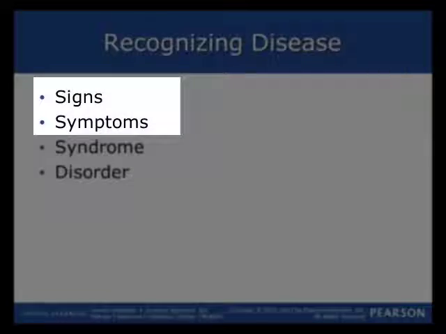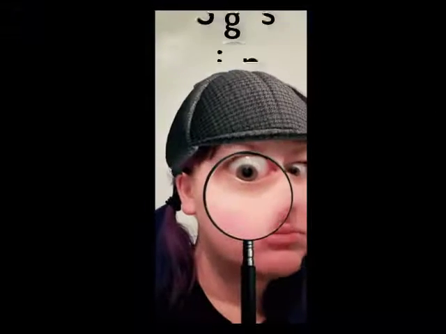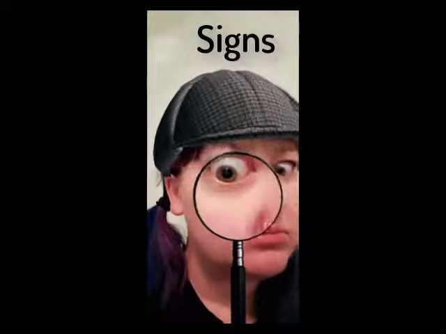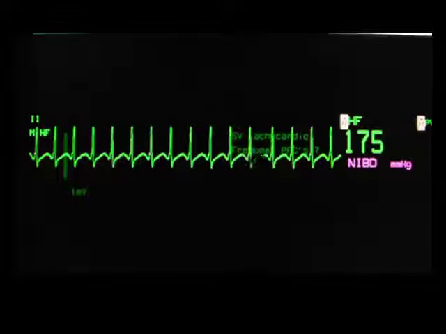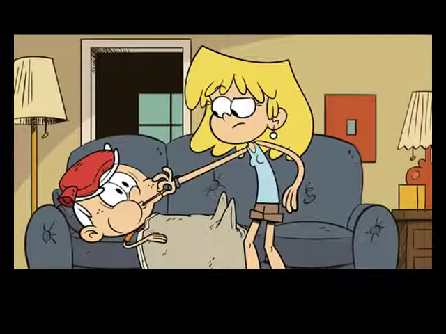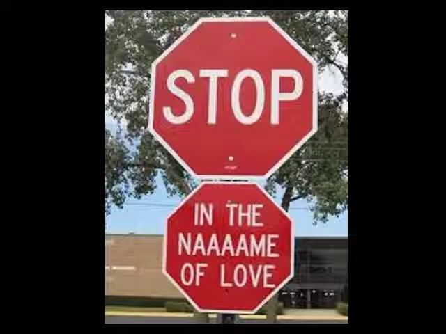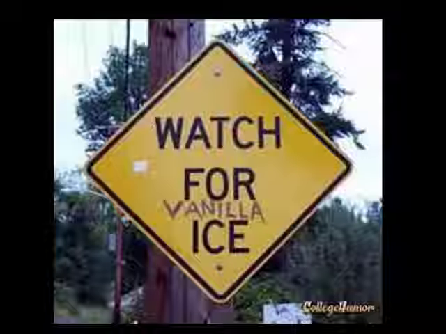Signs and symptoms, these always go together, right? You've heard of signs and symptoms before. Signs are evidence of disease that can be observed. So anything that you can see, like an elevated heart rate or an increased temperature. Think about a street sign. You can see and read a street sign. So signs are evidence of a disease that you can see.